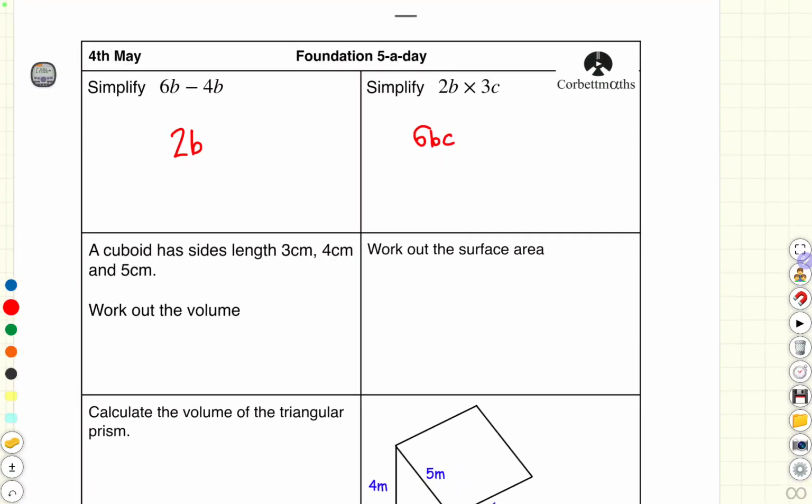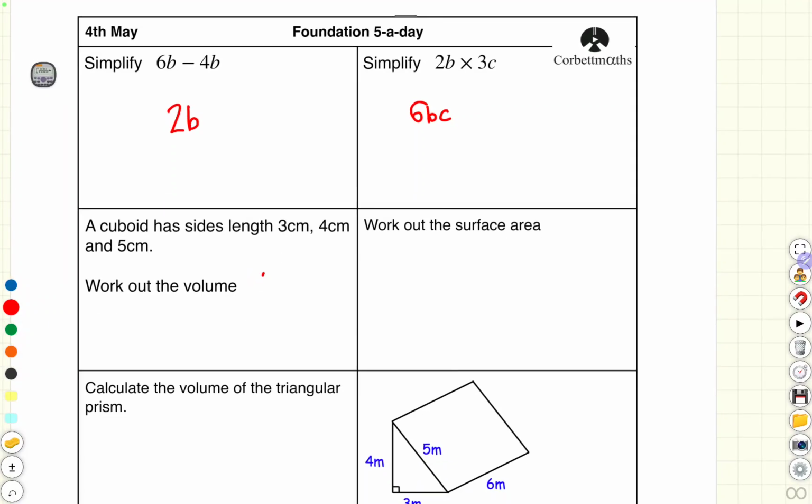Next one, a cuboid has sides 3 centimeters, 4 centimeters and 5 centimeters. Work out the volume. So we've got a little cuboid here, and it is little based on the measurements we've got. I'm just doing a quick sketch of it because it always helps me to visualize them, because they are real objects, these cuboids, if you think about it.